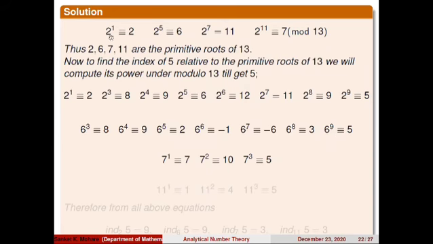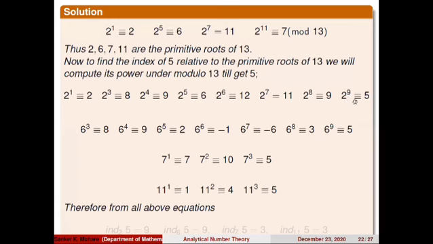Similarly, the next primitive root is 7. 7 to the power 1 is congruent to 7. 7 square is congruent to 10, and 7 cube is congruent to 5. Similarly, here 11 also. 11 square is congruent to 4. 11 cube is congruent to 5 modulo 13. Okay, so you can easily calculate this one.